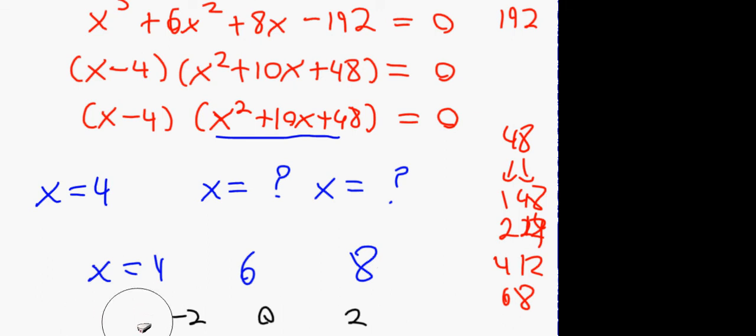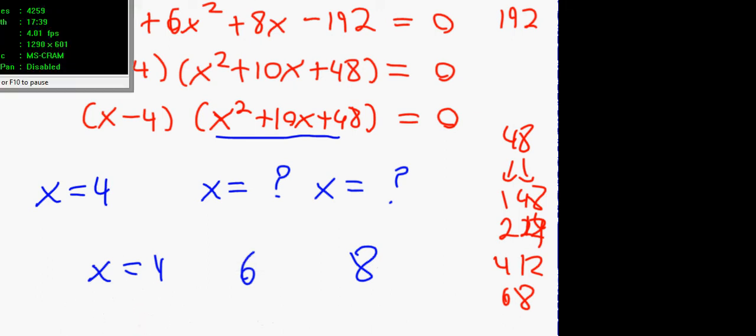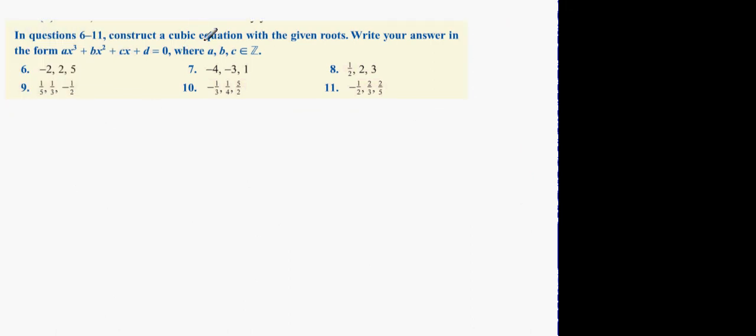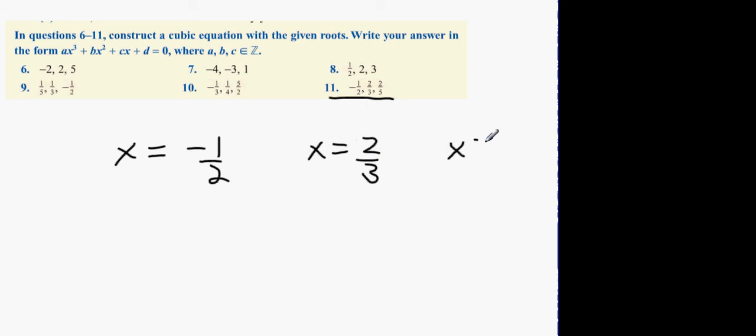In the following way, what it says is construct a cubic equation with the given roots. I'm going to do number 11. This tells me that the roots are minus a half, the second root is 2 over 3, and the third root is 2 over 5. Now, what we're going to do is go backwards, okay?